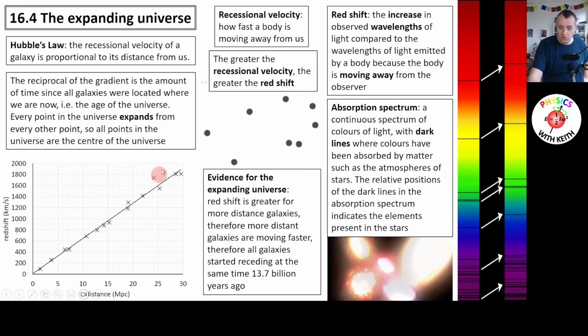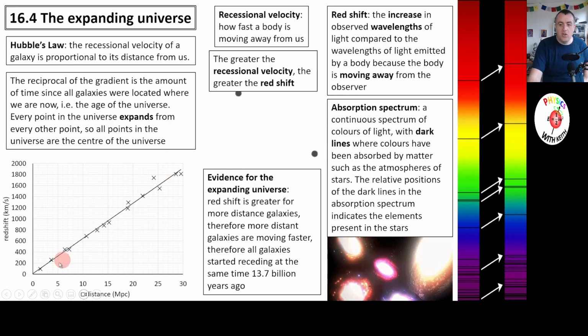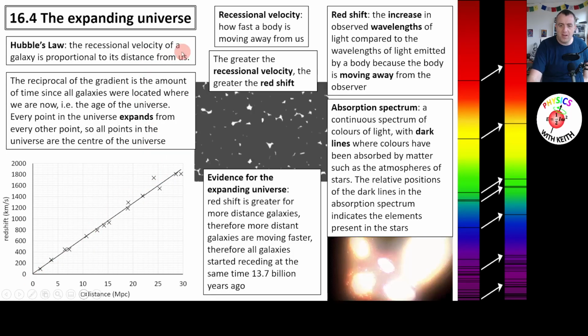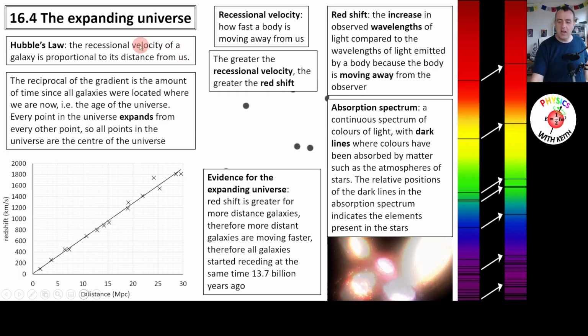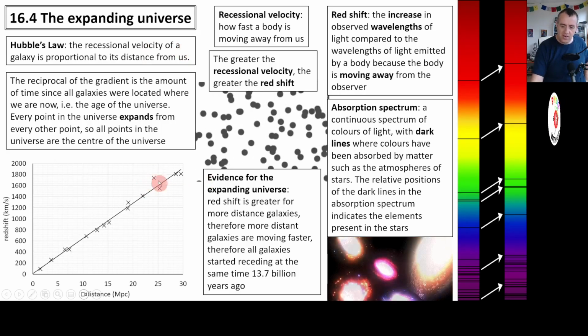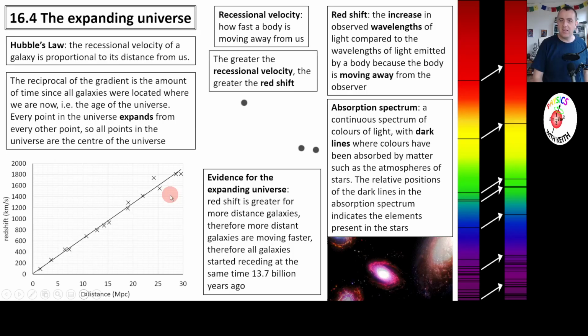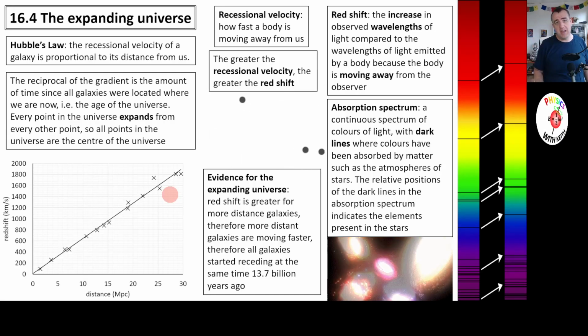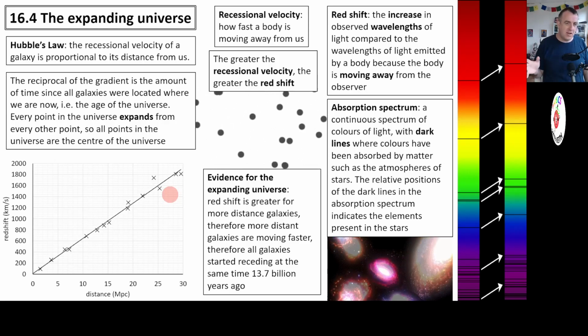Anyway, we call this Hubble's law. The fact that we get a straight line, we call that Hubble's law. The recessional velocity of a galaxy is proportional to the distance from us. Not always. There are galaxies that lie off this line, but that's because they're moving through space. So space may well be expanding, but if the galaxy is moving through space, then it's going to mess up our data a little bit.